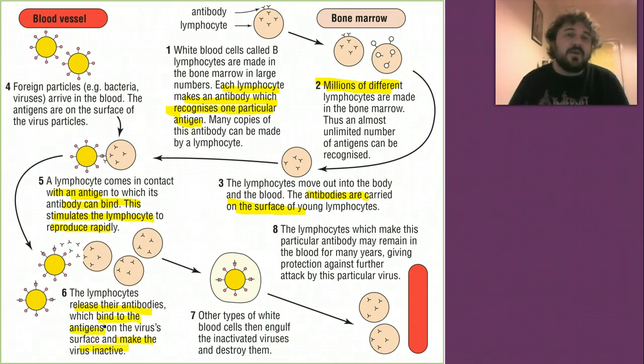Once the antigens are bound up, the virus becomes inactive. Then along come the phagocytes, the macrophages, and they engulf it and destroy it. They do this because they recognize the antibody on there. Now, lymphocytes which make this particular antibody can remain in the blood for years. This is your immunity. Sometimes the immunity will not stay high forever. It will decrease, and if it's something that's protected by a vaccine, you'll need to have a booster shot.